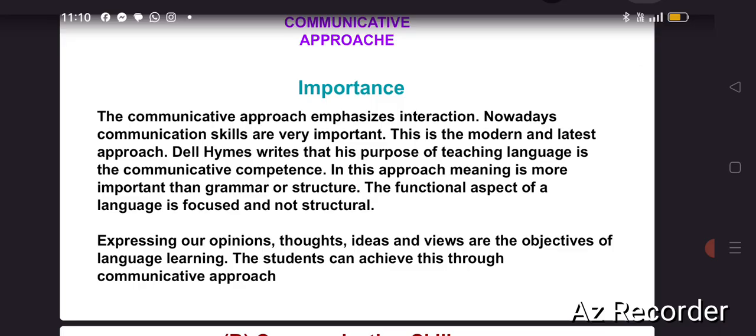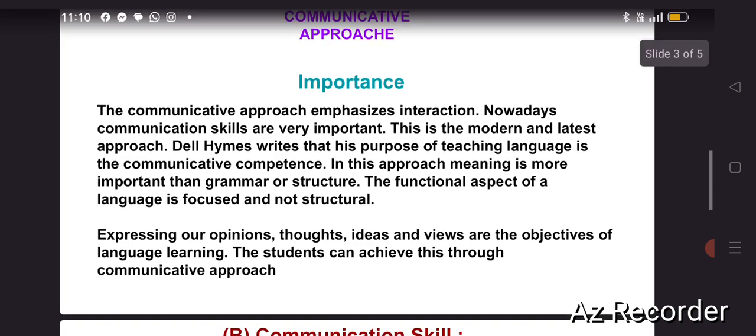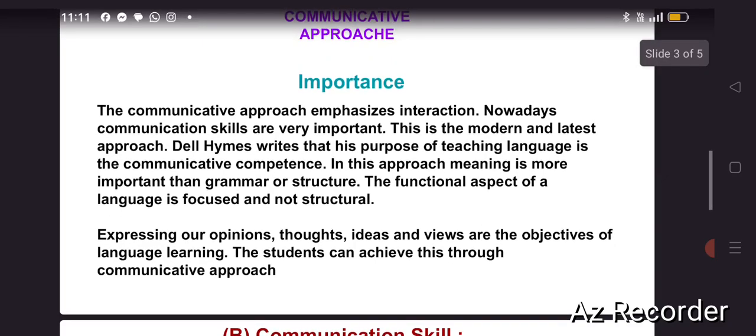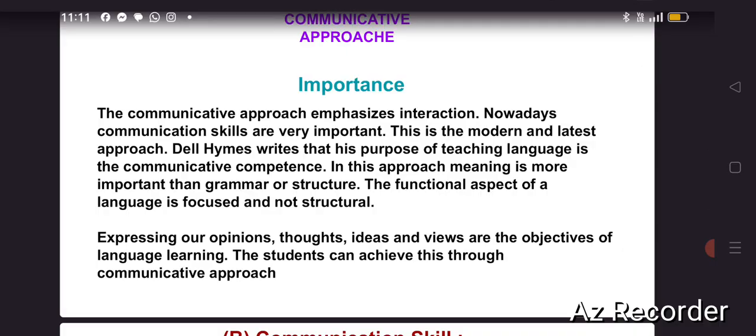In this communicative approach, meaning is more important than grammar and structure. Okay, whatever we want to say, whatever we want to speak, its meaning is important. The meaning is most important than grammar. When we communicate, at that time it is not important that we have to communicate in proper tense and in proper grammatical structure. Our meaning, what we want to say to others, is more important than grammar.